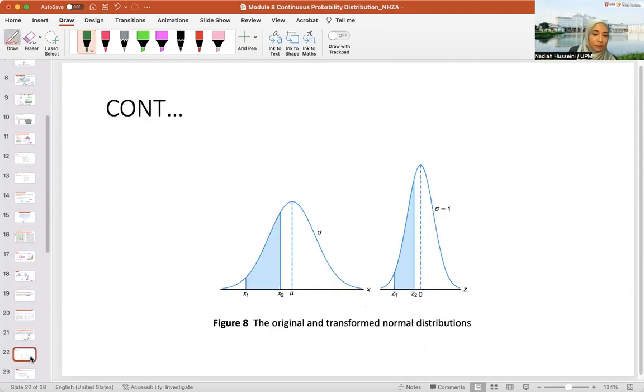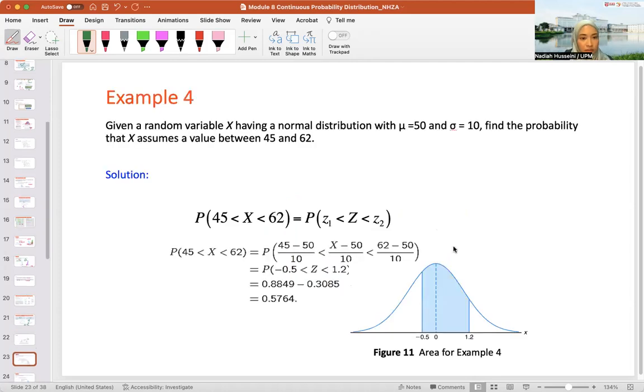Okay, so this is an example of the original and transformed normal distribution. For x1 to x2, this value does not exist in the table, so you transform it to Z to become z1 to z2. After transformation, your standard deviation will be equal to 1. Before, this can be whatever number as long as it is greater than 0, and after transformation, it will be equal to 1.